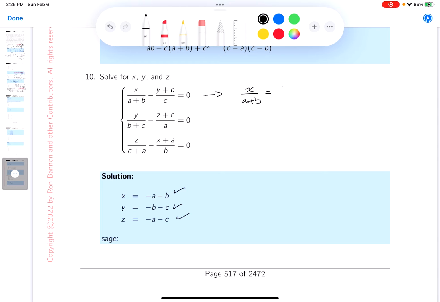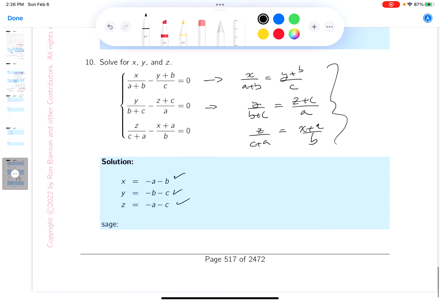So I'm going to say this is equal to y plus b over c. And I'll write this one down as y over b plus c equals z plus c over a. And then I'd write z over c plus a equals x plus a over b. And then it might seem bizarre to you, but I would just simply take all three of these equations. And Wells makes these suggestions: try things. I'm going to try multiplying them together and see what I come up with. And I'll try to write it down in such a way that I maintain some order to it.